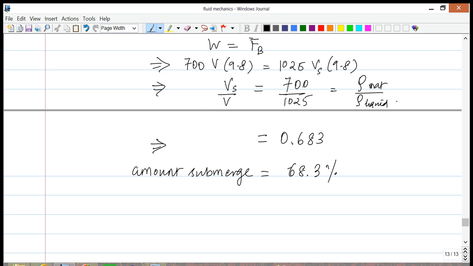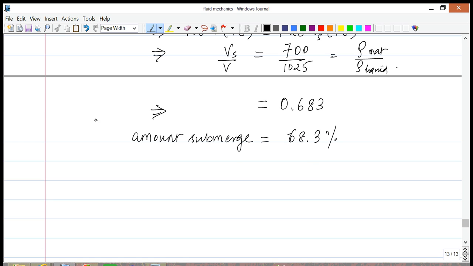Once you know the volume, you can calculate the actual volume that is submerged. Also, the amount exposed is going to be equal to 100% minus this number, which happens to be 31.7%. So approximately this much is exposed and the rest is submerged. Here's another thing that you really need to understand.